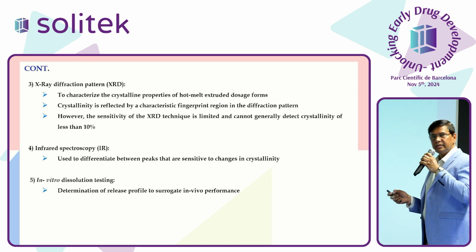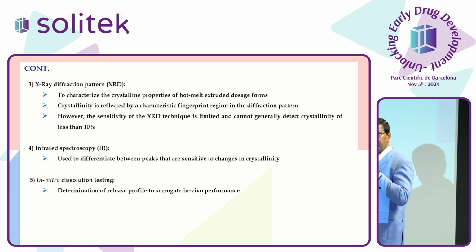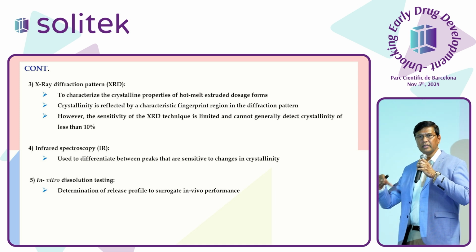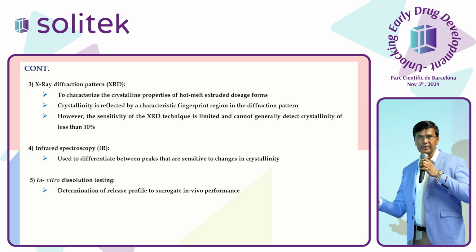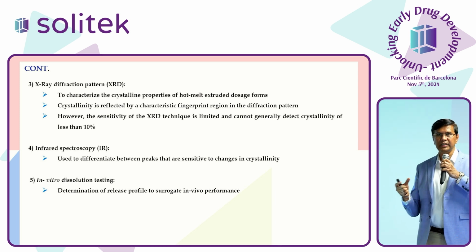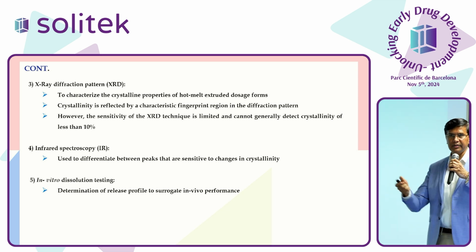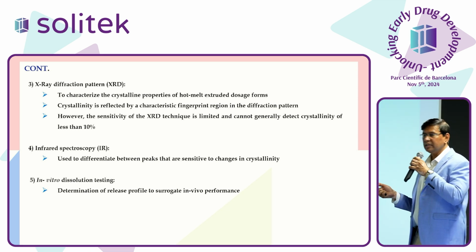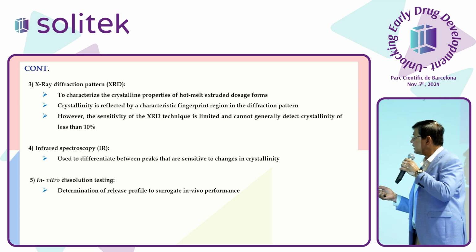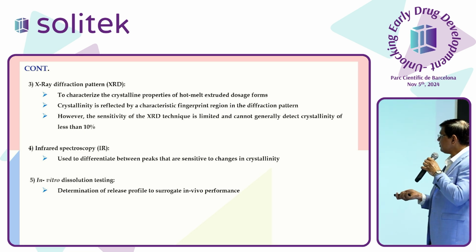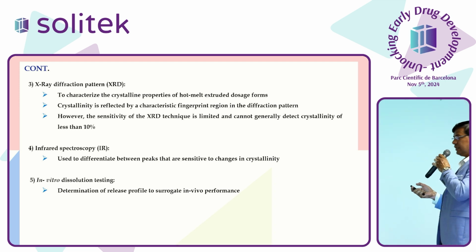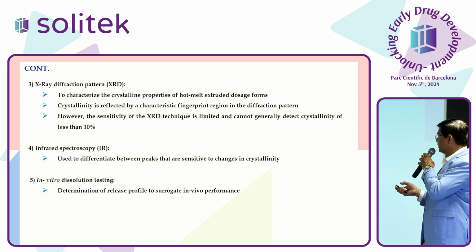The XRD tells whether your formulation is really amorphous or still in a crystalline form. If it is an amorphous form, what is the extent of amorphous formation? Whether it is 100% or there is still drug which is not amorphous, and there may be stability issues. You can determine it with X-ray diffractometry, and it gives good sensitivity even for less than 10%. IR is used to differentiate the polymorphic form, and of course the different peaks which are sensitive to changes in crystallinity.